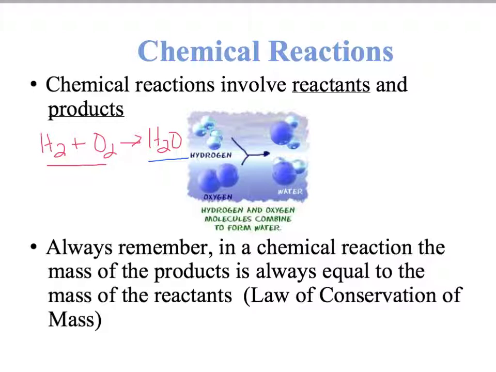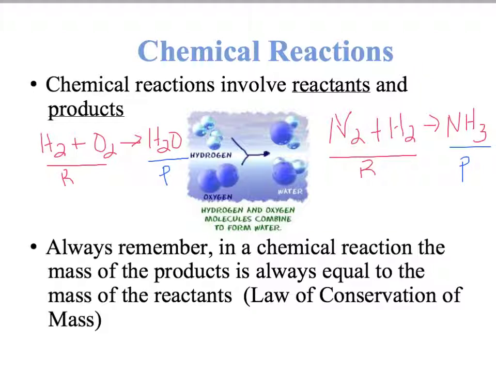I also have another example. Say you have nitrogen, supposed to be an N, plus hydrogen can react to form ammonia. So these are my reactants, so I'm going to put an R to kind of help you out. And then the blue, those are my products.